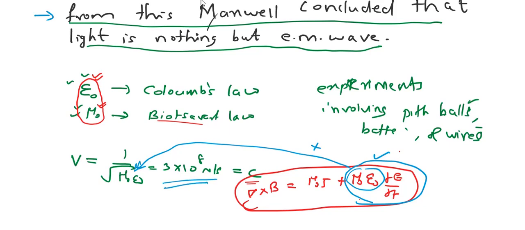So this term, Maxwell's contribution, has a significant role in determining, or in giving, the result that the light is an electromagnetic wave.